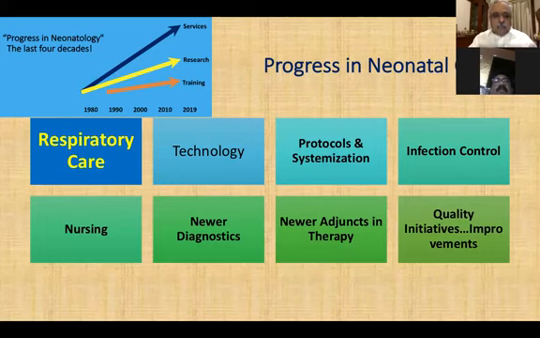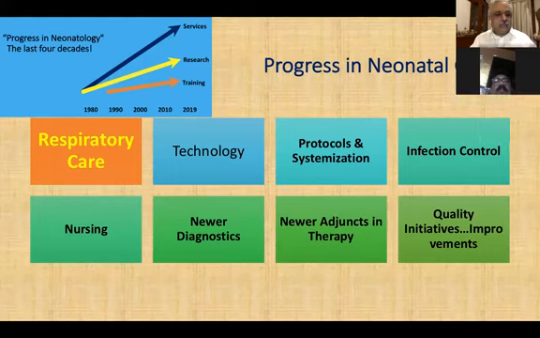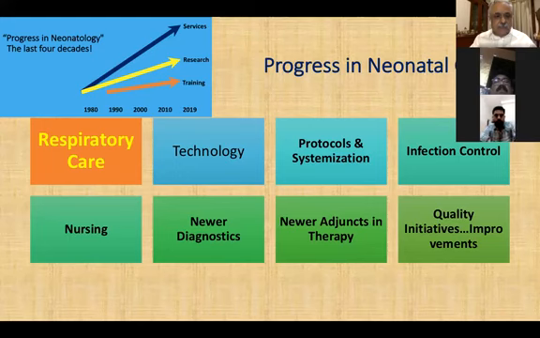There has been a lot of improvement in terms of technology, protocol, systematization, infection control, neurodiagnostic adjuncts to therapy. But I would still say respiratory system and its care has been probably the most progressive in the last about 40 years, and for that matter, 60 years since neonatology ever took place in the world.